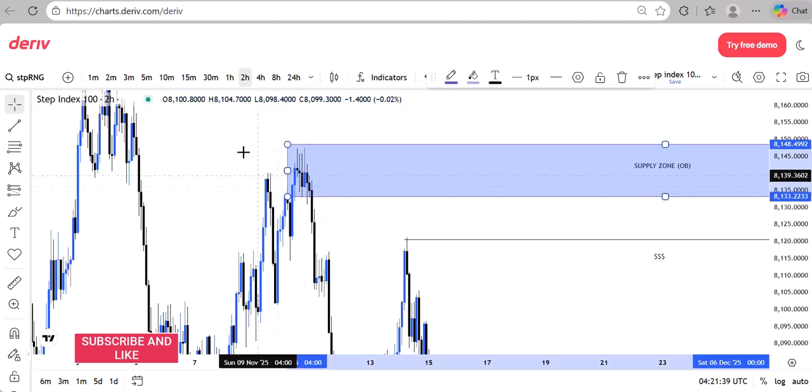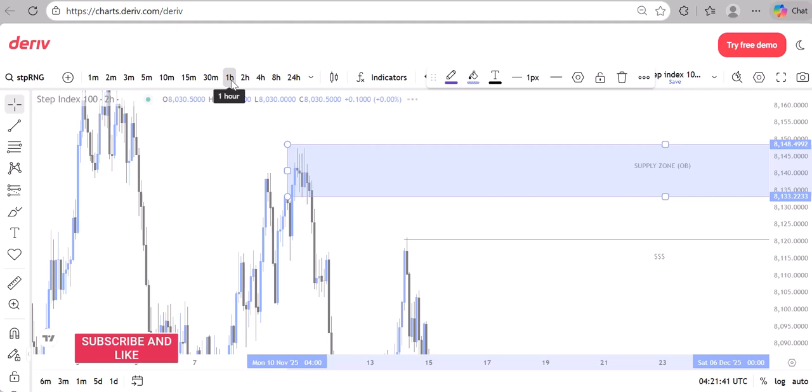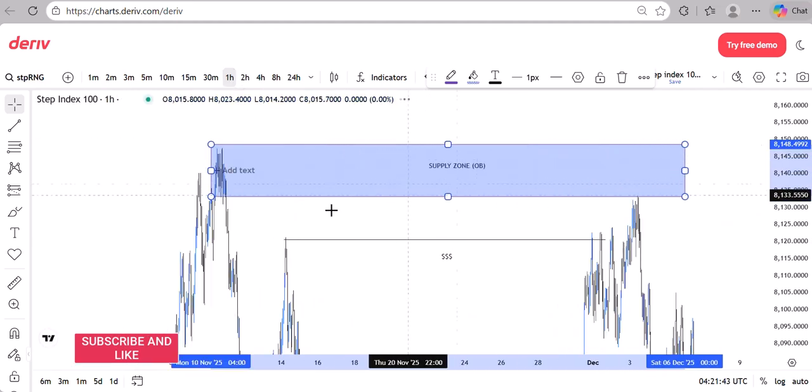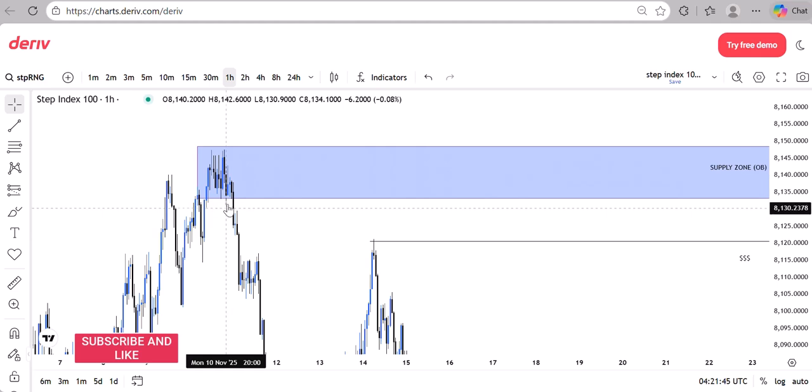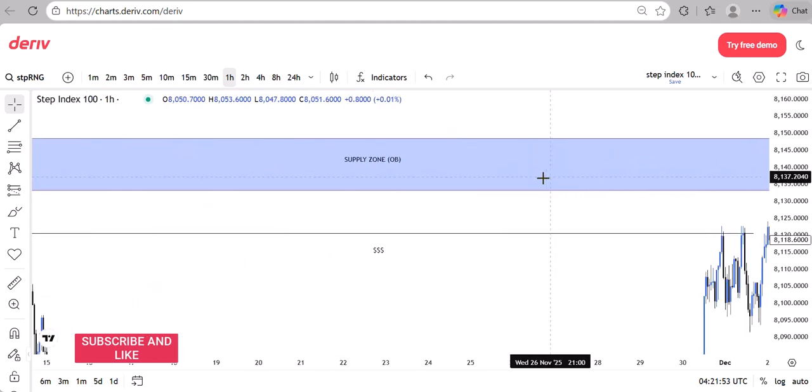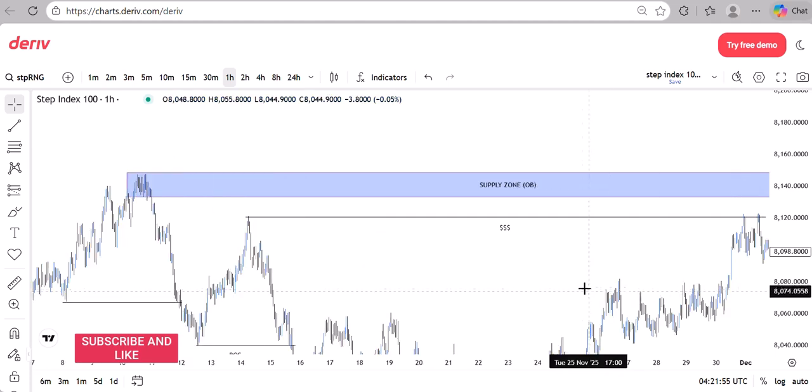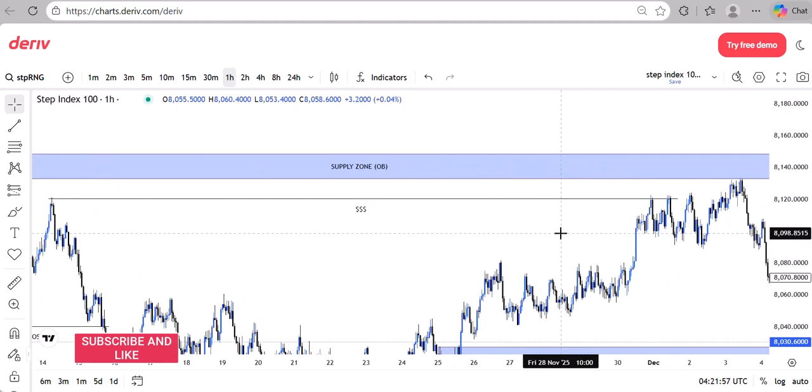Then if we go to our 1 hour time frame, it's still the same thing. What we saw on the 2 hours, the same thing we're seeing in the 1 hour time frame. So we don't over refine, we stop there. Now this is our zone, so we waited for price to come. Now price did something very, very significant.